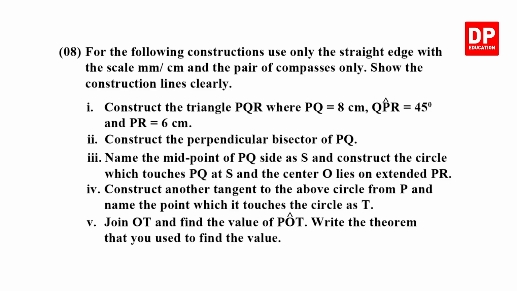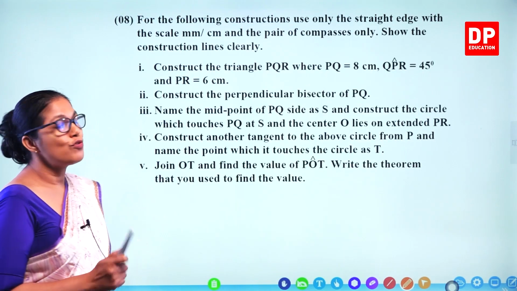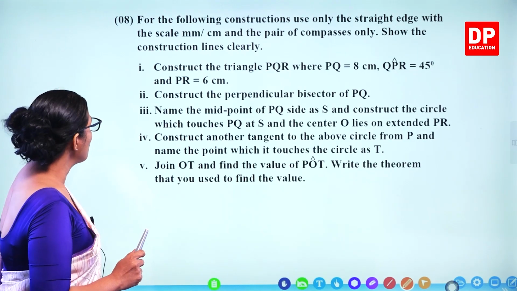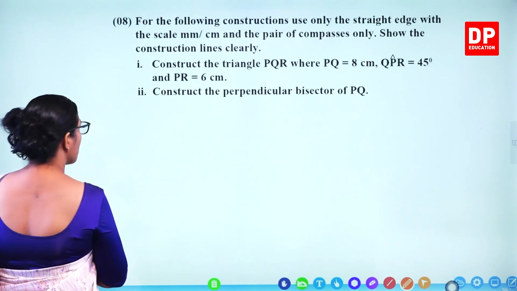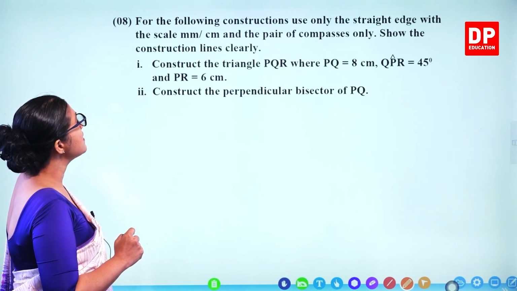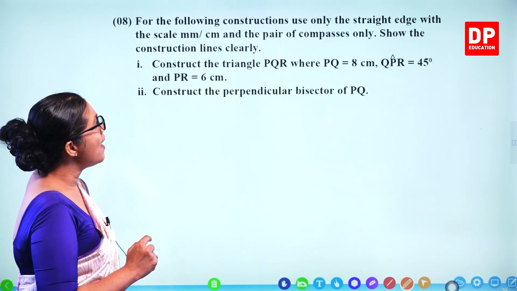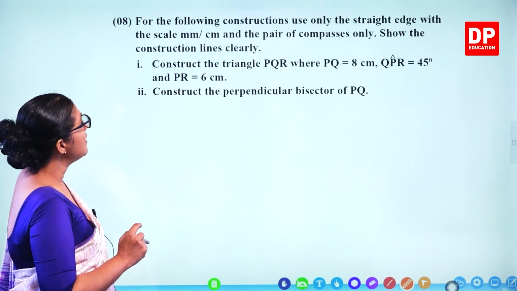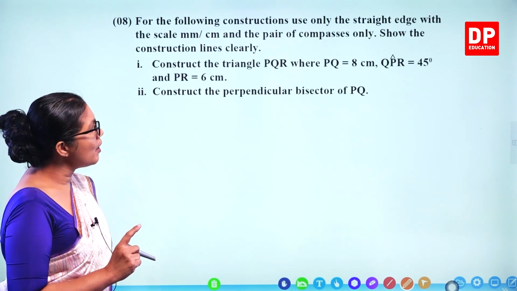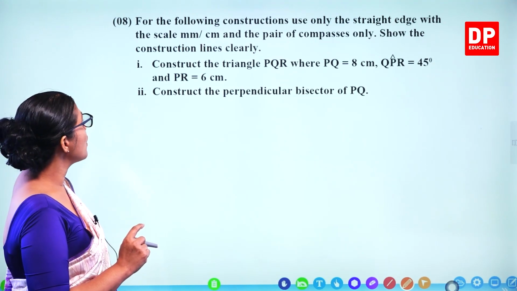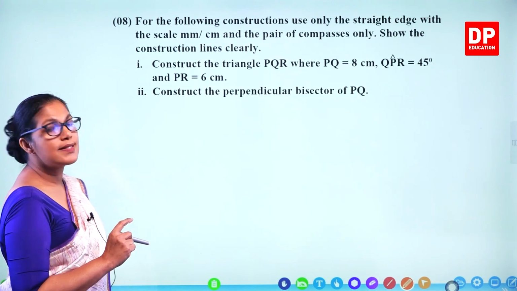Question number 8. That's the construction question. In this question, you can use only the ruler and the pair of compasses. So let's do the construction question. For the following constructions, use only the straight edge with the scale in millimeters and centimeters, and the pair of compasses only. Show the construction lines clearly. Construct the triangle PQR where PQ is 8 centimeters, angle QPR is 45 degrees and PR is 6 centimeters.